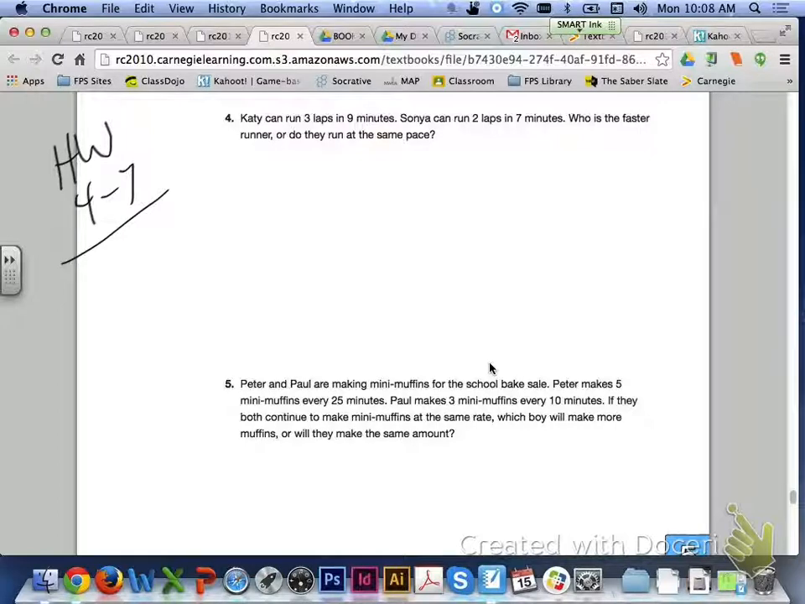We are going to take a look at problem 2, but we are going to skip all the way over to page 377, and this is how we are going to finish up then for today in discussing unit rates. I would like you for homework to do numbers 4 through 7 on page 377 and 378. We'll discuss it tomorrow. Go over any other questions that you might have about unit rates.